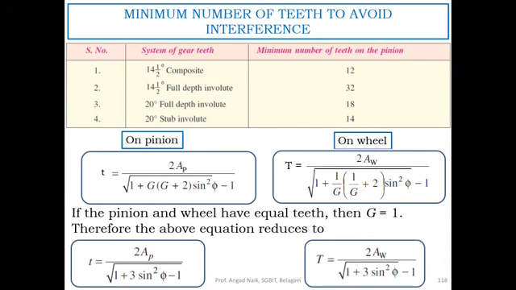Hope you have understood the minimum number of teeth to avoid interference.